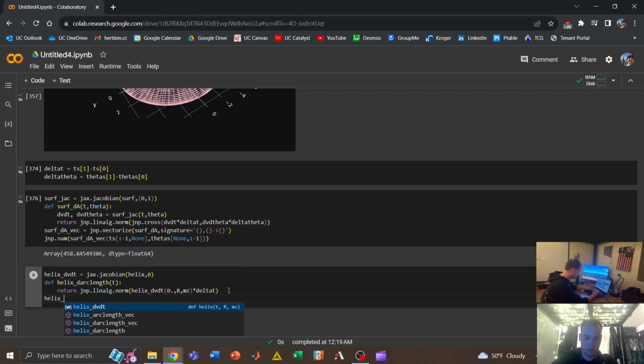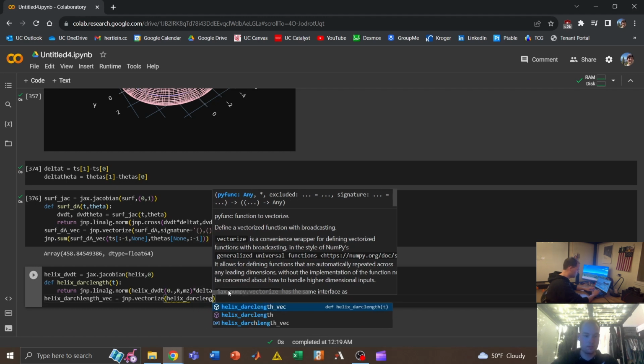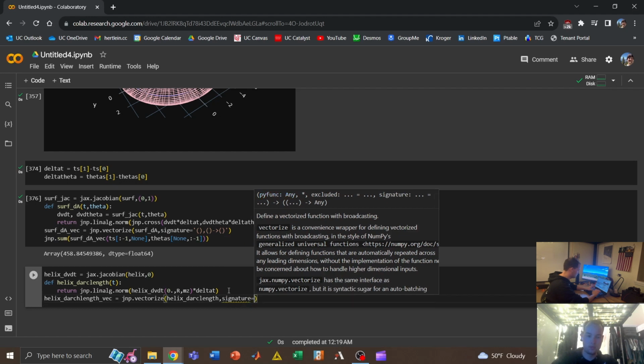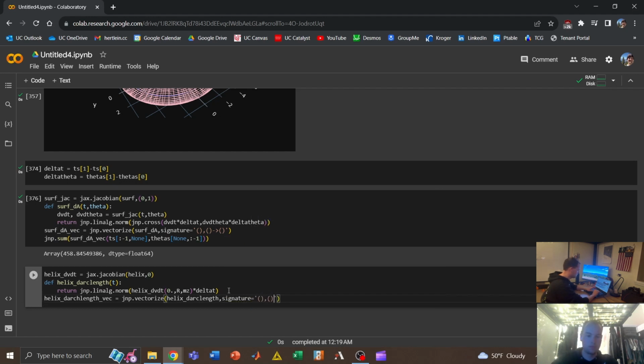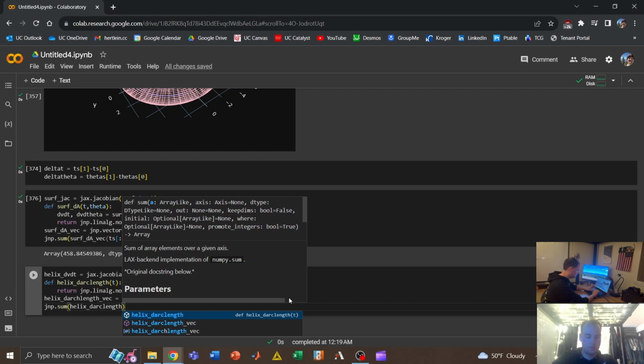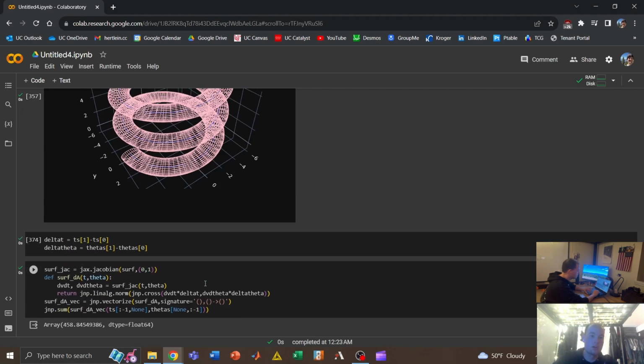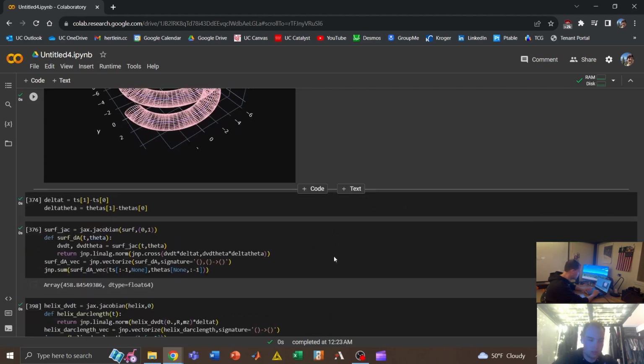vectorization capabilities. We'll define a new function, helix d arc length vec equals jnp.vectorize helix d arc length. Our signature is equal to just one scalar to another, because our scalar t turns into our scalar of that arc length. And then we'll do jnp.sum helix d arc length vec for all of our values t. Oh, I already see one error. Got an H there. All right, so what we find is that our arc length of that central helical curve is just about 94 units.